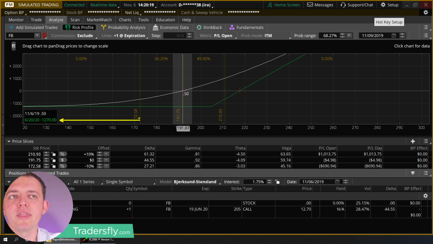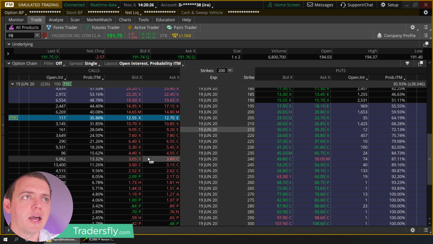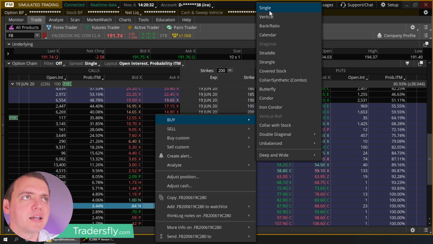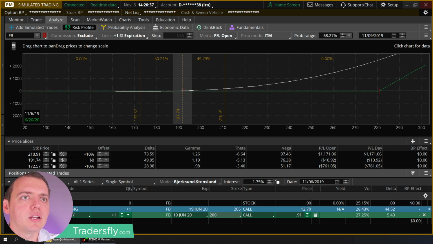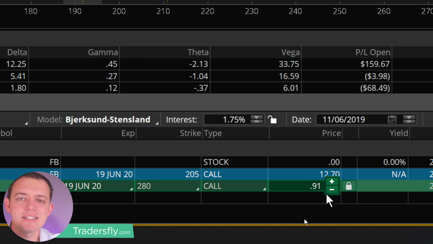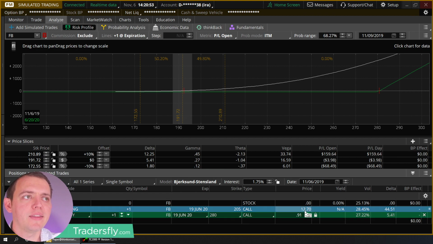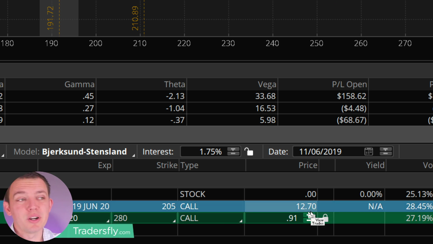Now this one I paid 1,270 for one option contract. If I go further out, and let's say go to the 280, so that's pretty far out, buy a single, right-click, analyze the trade, and now I'll uncheck this one, and you can see that I'm only paying $91. Why 91? It says 91 cents over here. Well, remember, each option contract deals with 100 shares, so you multiply this times 100, so that's why it's $91. And it's the same thing with this other one, which is 1,270.